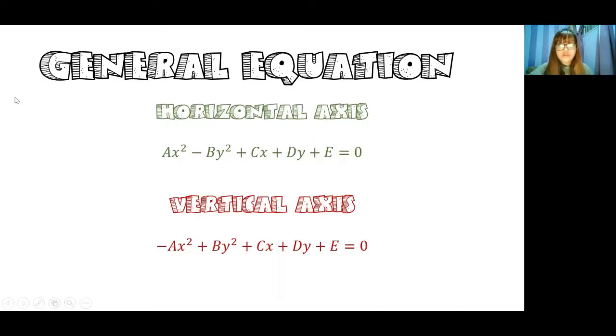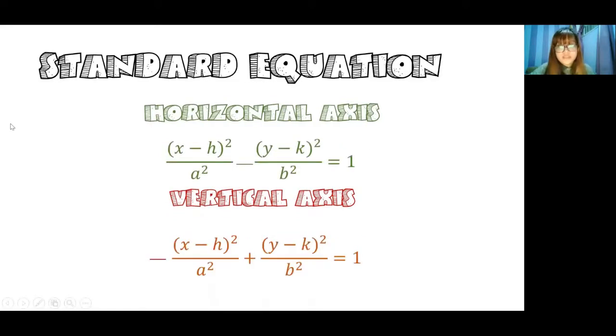So for the general equation of hyperbola, this is just the same, but take note of the signs. For horizontal axis, it's ax squared minus by squared plus cx plus dy plus e is equal to 0. While the vertical axis is negative ax squared plus by squared plus cx plus dy plus e is equal to 0. Always remember that the signs can change depending on the given for the problem.